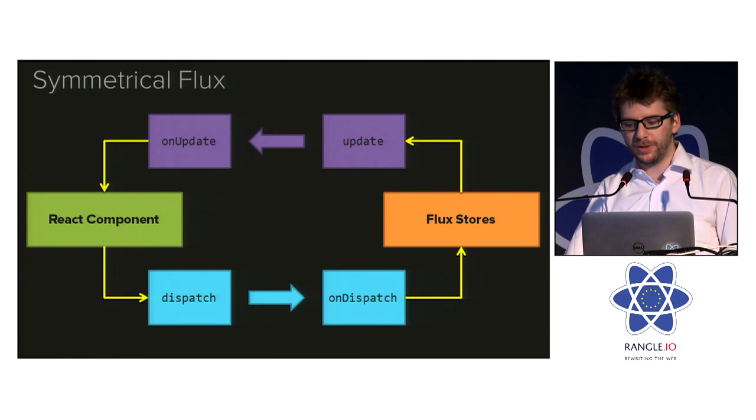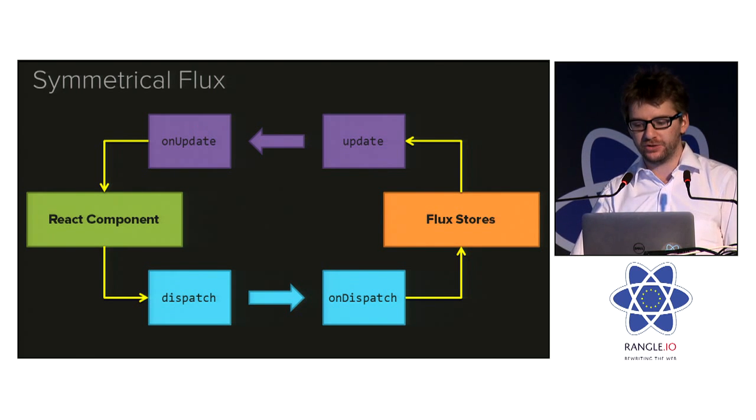All you have to do is to implement these four methods as long as you enforce the two following semantic invariants. Whenever a Flux store calls update, then onUpdate callbacks will eventually be called by each subscribed React component, and whenever a React component calls dispatch, then onDispatch callbacks will eventually be called by each subscribed Flux store.